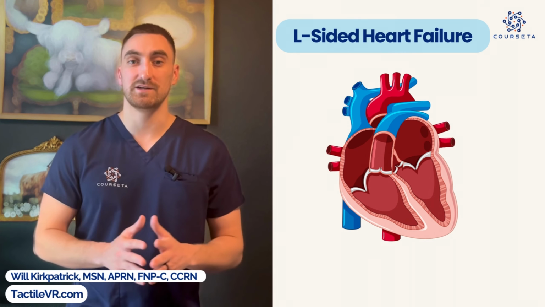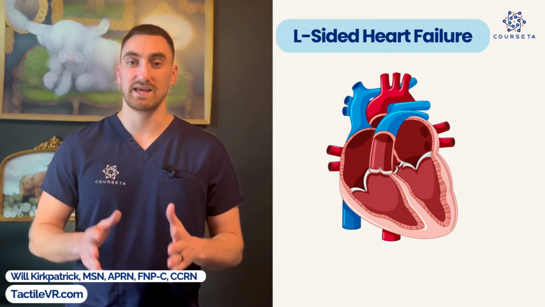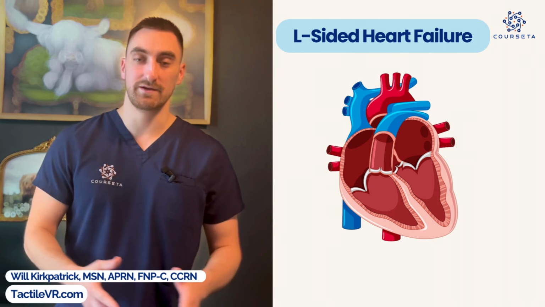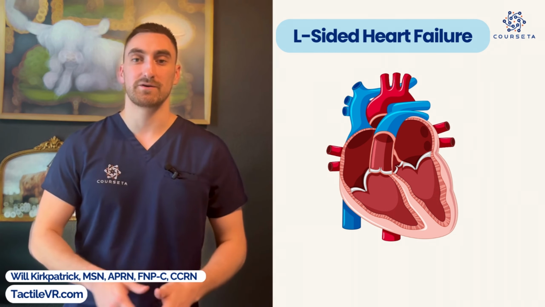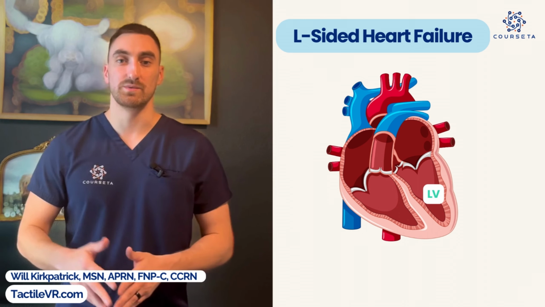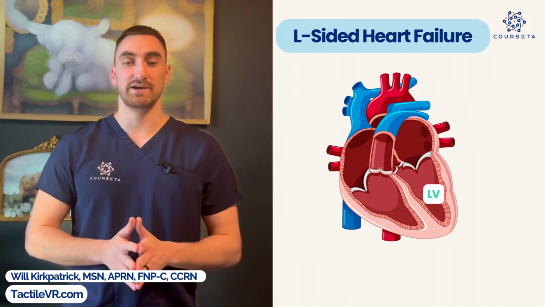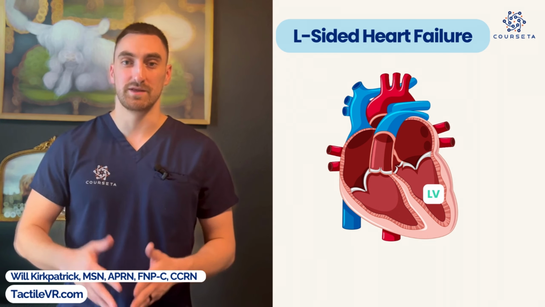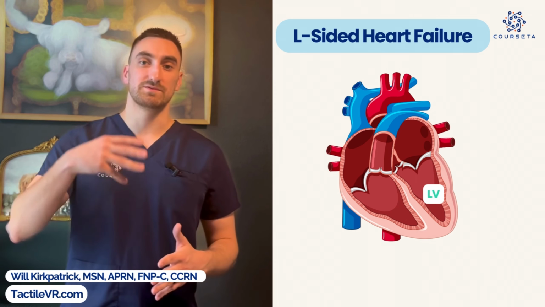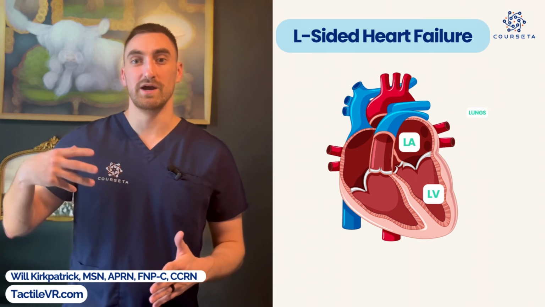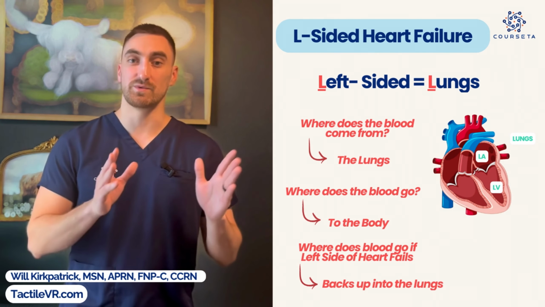All right, so let's get into left-sided heart failure. So the pathophysiology of left-sided heart failure is the same, but it's the location that is different. So when we say left-sided heart failure, that is the left ventricle. So we need to understand how blood goes through the circulation. Where does the blood come from that goes to the left ventricle? Well, it comes from the left atrium, which gets blood from what? The lungs. So when I want you to remember with left-sided heart failure, it starts with L.